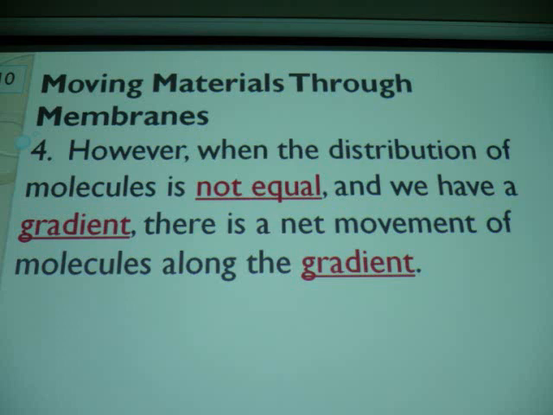When the molecules on one side are moving more than the ones on the other side, then we have a gradient. And they're going to move from an area where there's a lot of them to an area where there's not much of them. That's a law of physics. That's why water runs downhill.